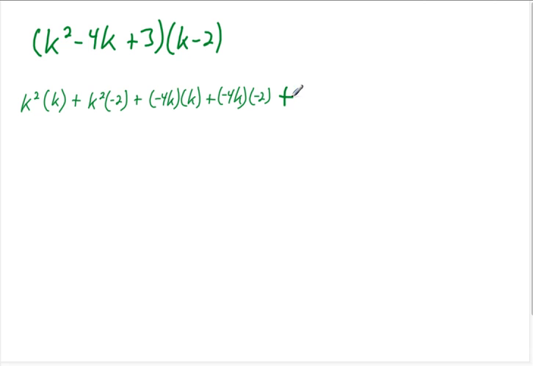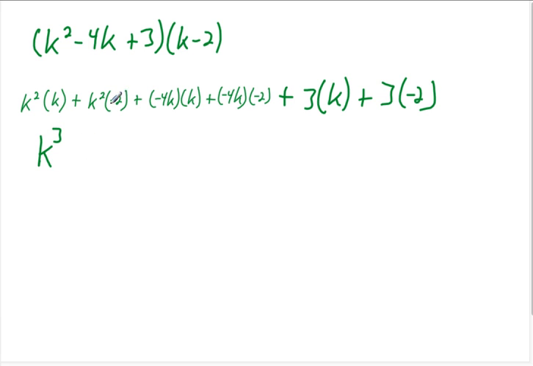Alright, plus, so I've finished with the negative 4k's. Now I'm moving on to the 3. So 3 times k plus 3 times negative 2. So 1, 2, 3, 4, 5, 6 terms. Now I'm going to simplify them. This is k to the third.